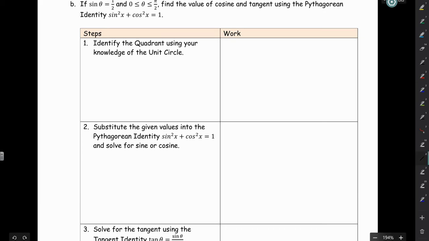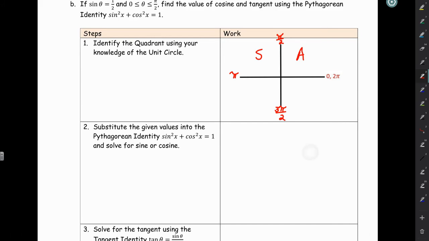All right, so let's identify the quadrant that we're working in. They're telling us that theta is between 0 and pi over 2. So on the unit circle, we start at 0, we go to pi over 2, we go to pi, we go to 3 pi over 2. In the first quadrant, everything is positive. In the second quadrant, only sine is positive. In the third quadrant, only the tangent is positive. And in the fourth quadrant, only the cosine is positive. And so we know that we've been told that we're between 0 and pi over 2. So we know that we're going to be working in the first quadrant.